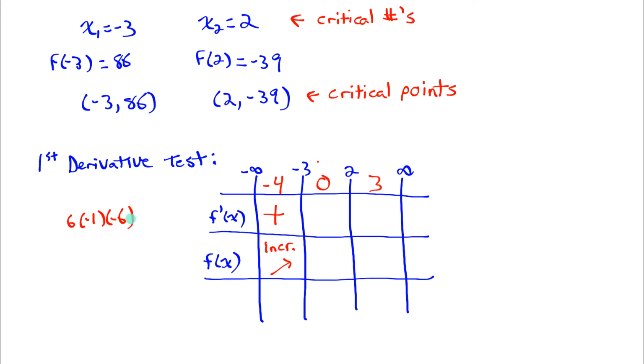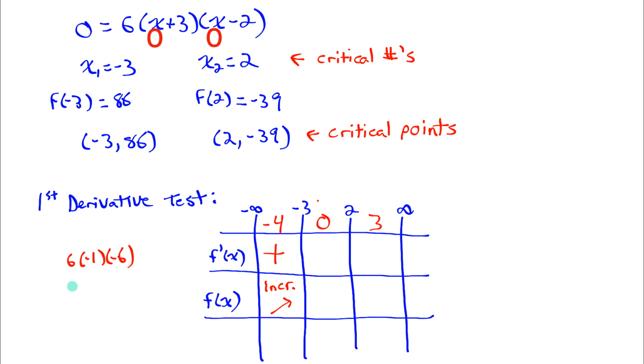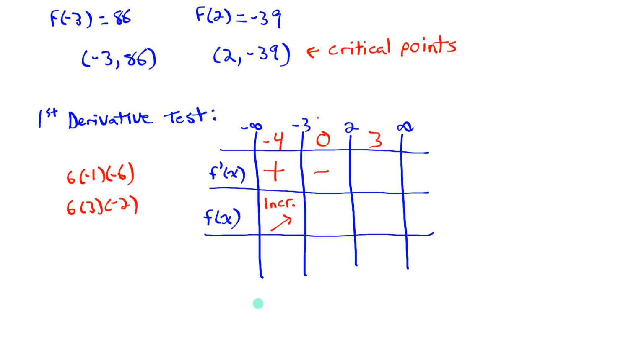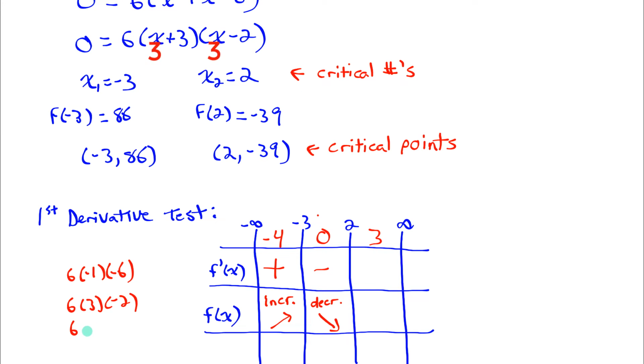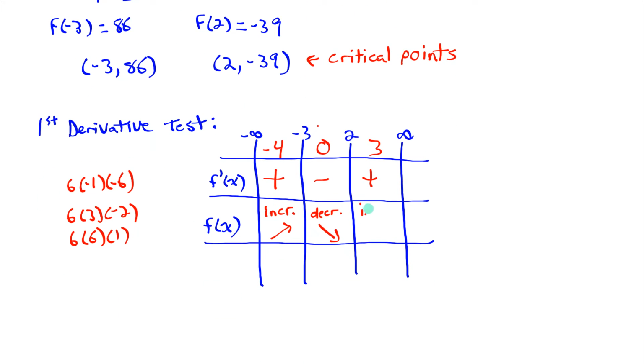At an x value of 0, if I plug that into the derivative, I would have 6 times 3 times -2. That's -36. So the first derivative is negative, which means the original function has a negative slope, which means it's decreasing at that point. And at an x value of 3, if I plug it in, I would have 6 times 6 times 1. That's 36, which is positive, which means the original function is increasing at that point.